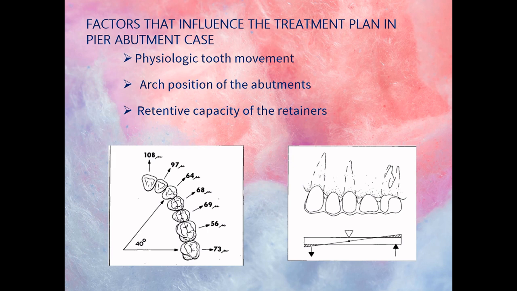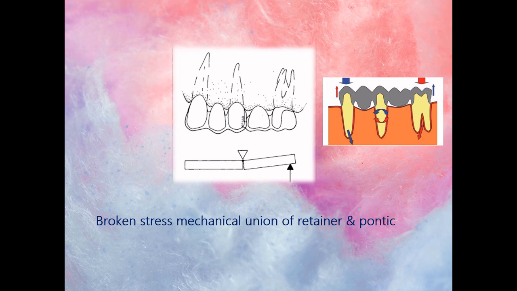So these are the three factors that influence the treatment plan, that is the physiologic tooth movement, the arch position of the abutment and the retentive capacity of the retainer. So we have to find out some means that must be used in order to neutralize these destructive effects of the forces, and that is the use of a non-rigid connector. So here the non-rigid connector permits limited movement between the components, and this is enough to prevent the middle abutment from serving as a fulcrum. So this is a broken stress mechanical union of the retainer and pontic instead of the usual rigid soldered connection.